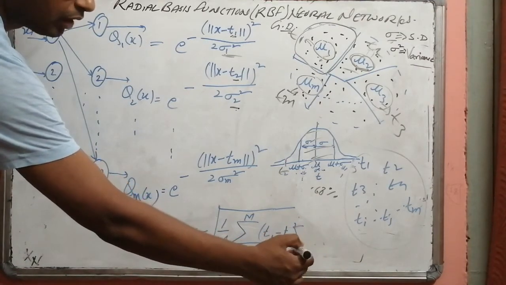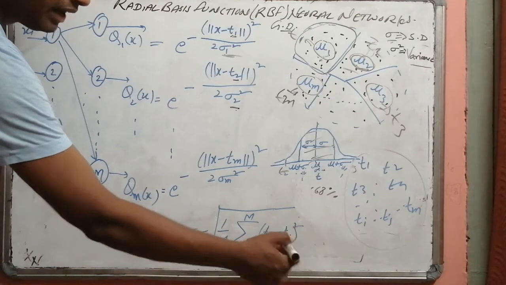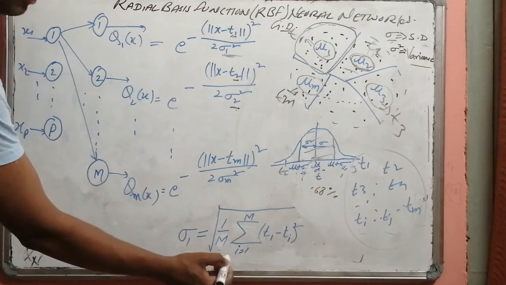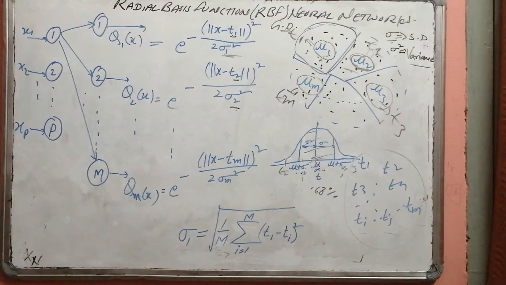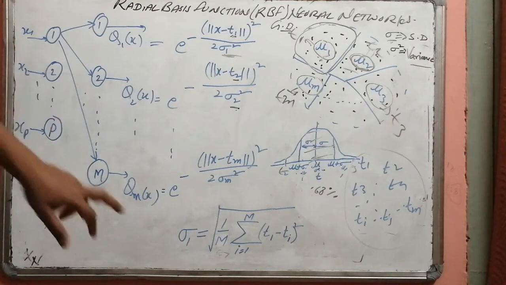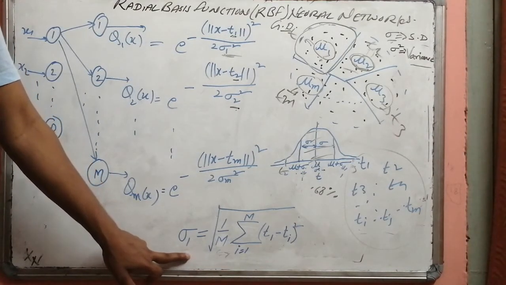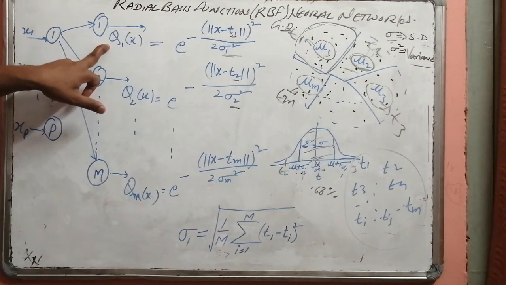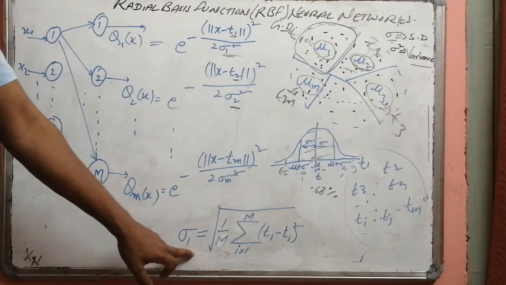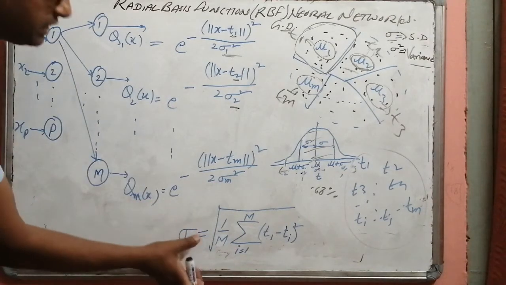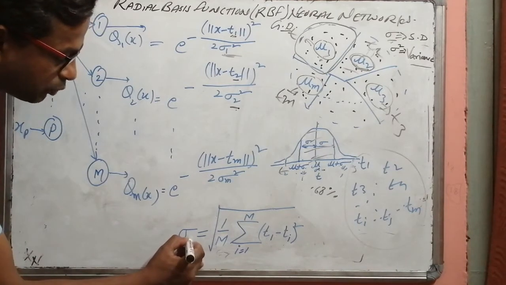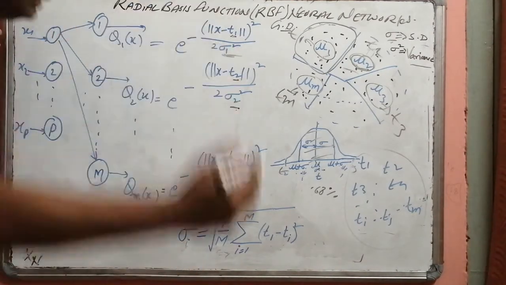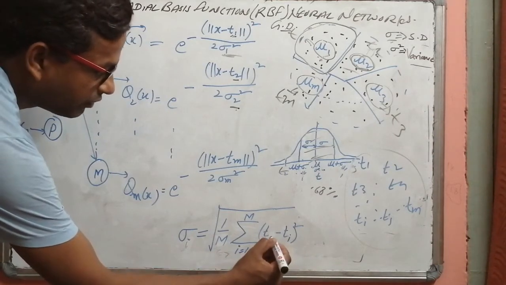We square them all and add them, and after adding we divide by the total number of clusters, the total receptors present, and then we take the square root of this. This will result in the calculation of the standard deviation around your first cluster or first receptor unit, or in turn, around the centroid of your first Gaussian function. It will calculate your sigma of 1. Now it can be easily generalized for the ith cluster by putting just i here and replacing this 1 again with i.